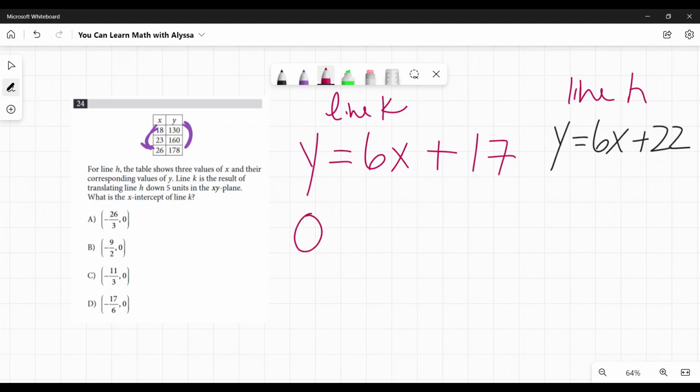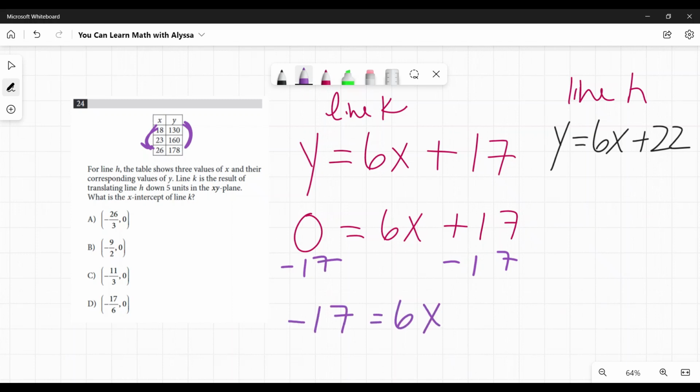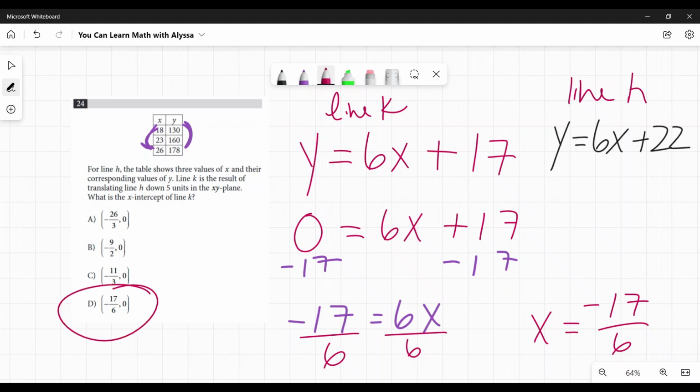So if y is 0, 6x plus 17, I need to subtract 17 from both sides. I get negative 17 equals 6x. To get x by itself, I need to undo that x being multiplied by 6 by dividing by 6. So x is going to be equal to negative 17 sixths. That's not hard to say at all. So my answer is D, negative 17 sixths and 0.